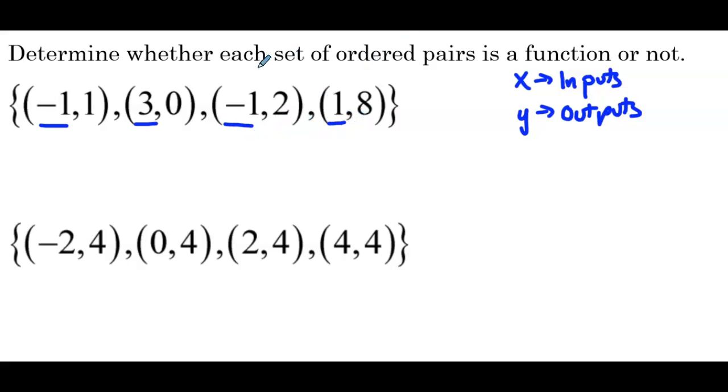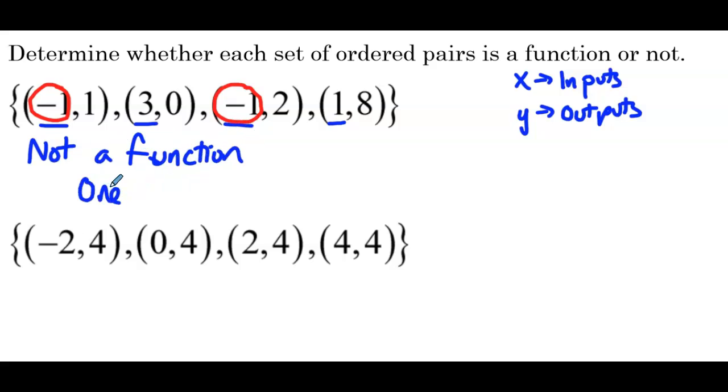So my suggestion is I would underline the x values so that we're focused only on the inputs. And what we should notice is that we have -1 as an input twice, and each time we get a different output. -1 outputs 1, -1 also outputs 2. So that means this is not a function. And our reason, again, they don't ask, but I think it's important: 1 input maps to 2 outputs. More specifically, the input of -1 maps to both 1 and 2.